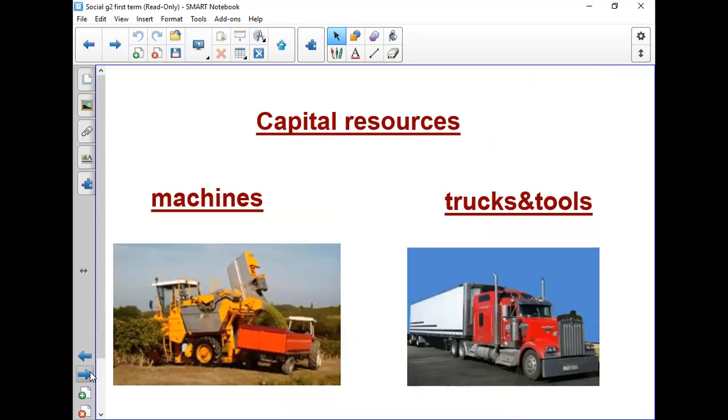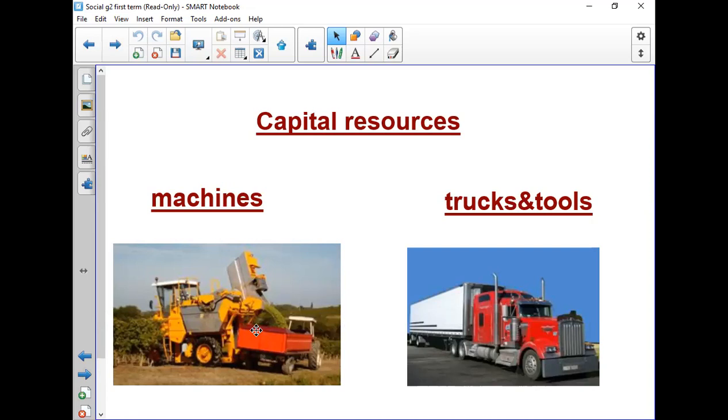These are capital resources. What are the capital resources? They are the machines and tools and cars that we use to turn grapes into raisins, like the machines that picked the grapes from the farms, the machines that we used in the factory to clean the raisins and to sort the raisins, and of course, the trucks and tools that carried the raisins from the factory to the market. So they are all different examples of capital resources.